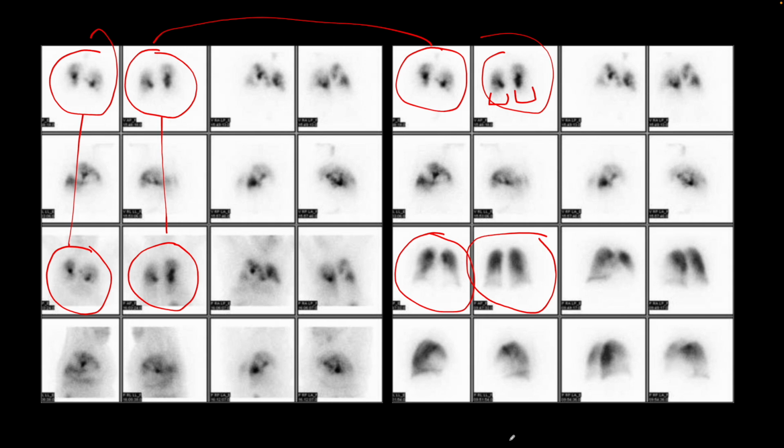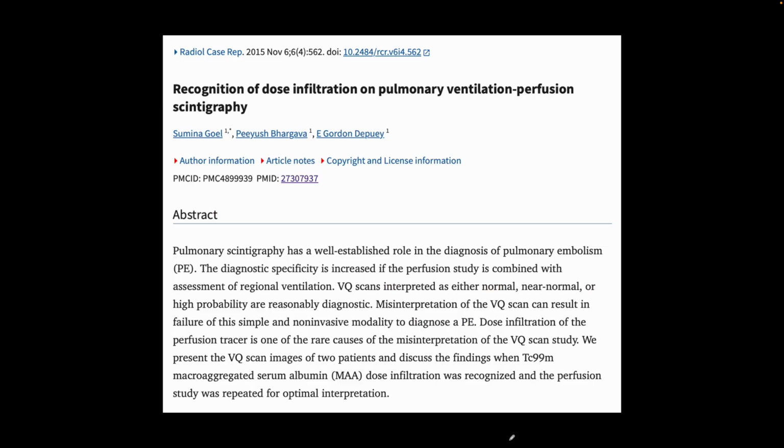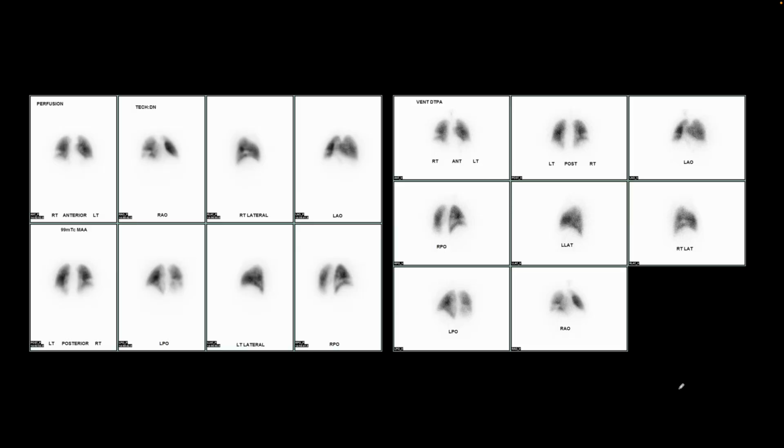We had two such cases, and we were able to publish this as a case report: recognition of dose infiltration on pulmonary ventilation perfusion scintigraphy. That's one pitfall that I want to draw your attention to in this video. And here's the second one.